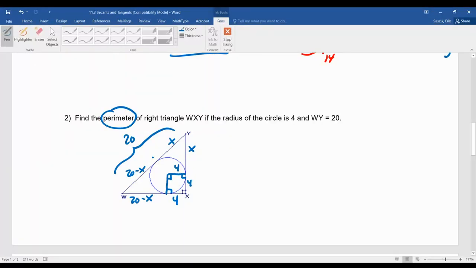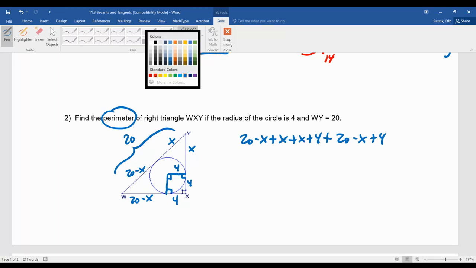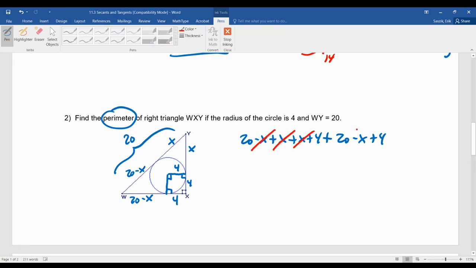If you find the perimeter, if you add these up, 20 minus x plus x plus x plus 4 plus 20 minus x plus 4. What happens to all the x's, folks? The x's all cancel. And we actually get a perimeter of 48. There you go.